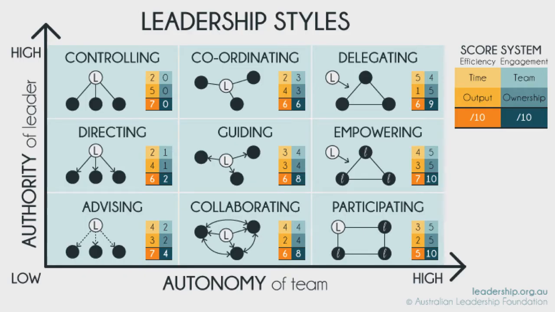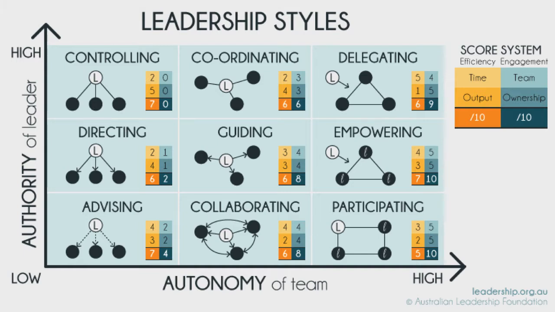Okay, now leadership styles. This is another X and Y chart. And if you look on the upper right, it has the scoring system, which basically lays out efficiency and engagement. Efficiency is the yellow, engagement is the green, aqua, whatever color that is.